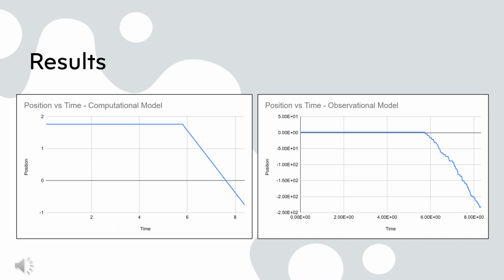Here are the results. We can see that both the computational model and observational model graphs have the same flow where they are stationary for about 6 seconds, almost 6 seconds, and then it starts to slope downwards. However, although when both graphs are stationary the values align at around 1.76, when the graphs start to slope downwards, the values don't completely align, as the computational model slopes downward at a much slower rate than the tracker.